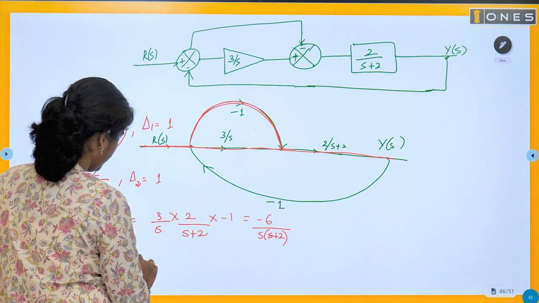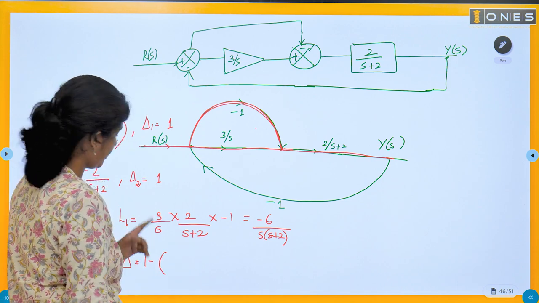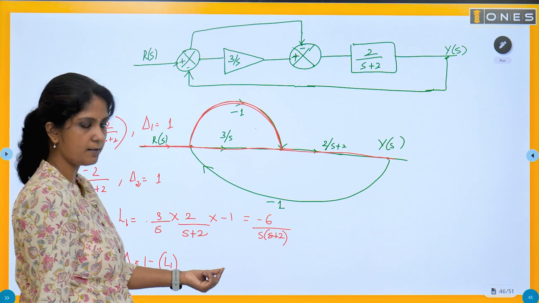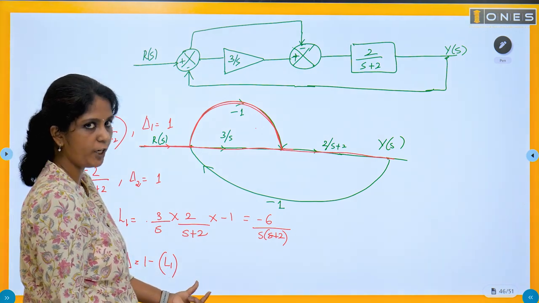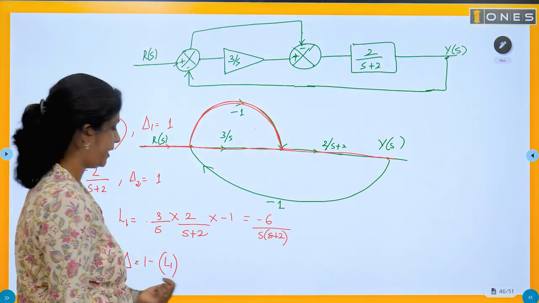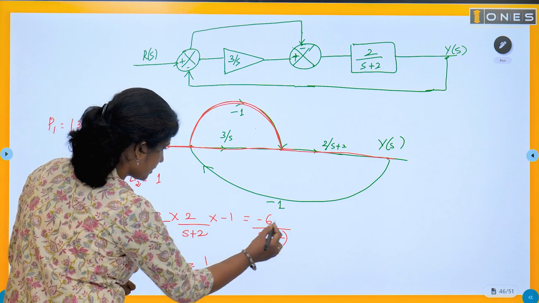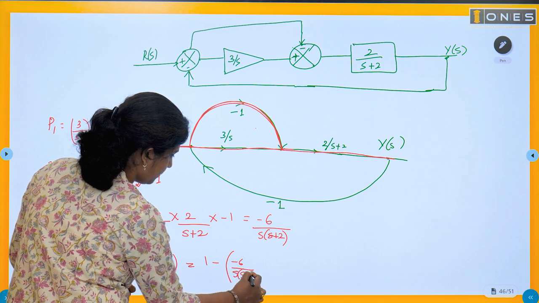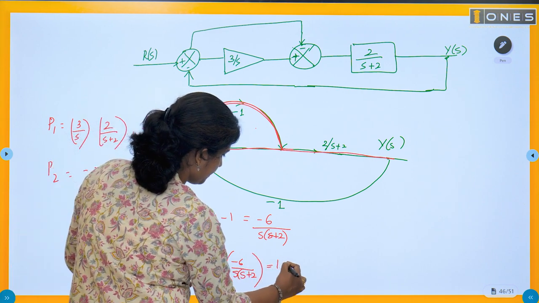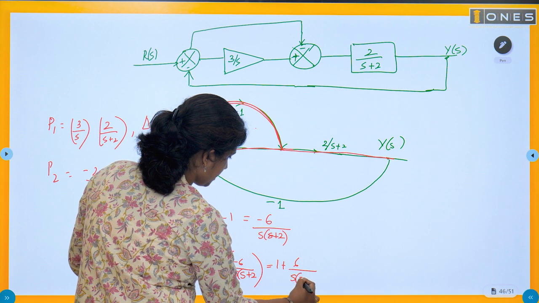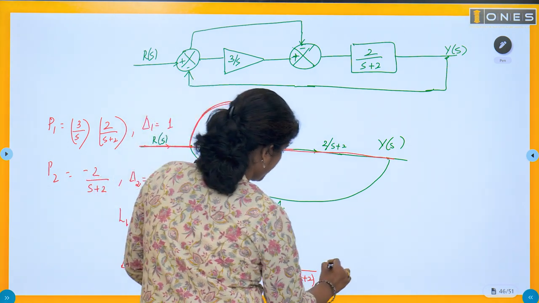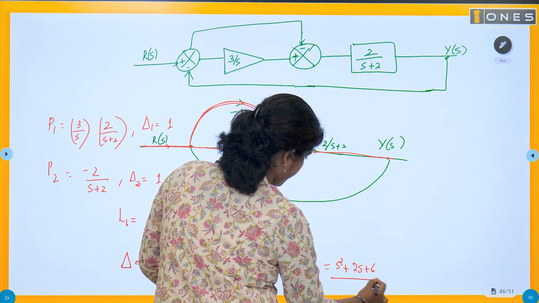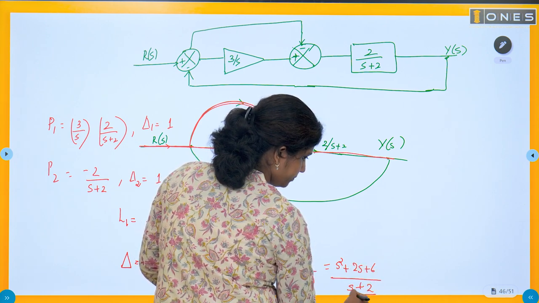So what is del? 1 minus the sum of individual loop gains, that is 1 minus L1. Are there any other loops? Other product terms will be 0, since there are no two non-touching loops. So del has only 1 minus L1, that is 1 minus of minus 6 by s into s plus 2, so 1 plus 6 by s into s plus 2. That is s square plus 2s plus 6 by s into s plus 2.